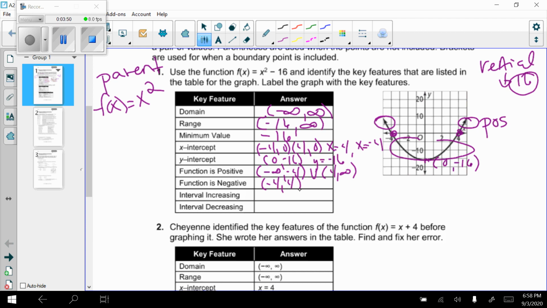The interval where it is increasing from left to right, so it starts increasing here and up. So this side, all of this is increasing. So the x value that it starts at is 0, and it increases to infinity. So 0 to infinity. Decreasing is everything over here from left to right. My graph is going down, so this is my decreasing. That's from negative infinity to 0.